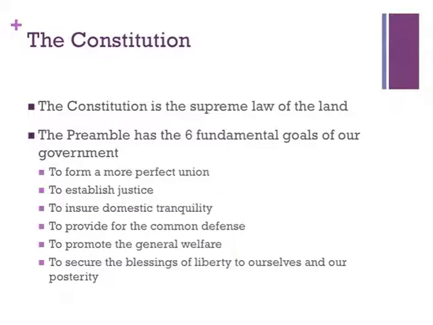The Constitution has a preamble, and then articles, and then amendments. The preamble has our 6 fundamental goals for government, which are listed there for you. These are why America exists. So if you ever wonder to yourself, why is America this way? Look at the preamble. That will give you guidance as to what our founding fathers intended us to be.